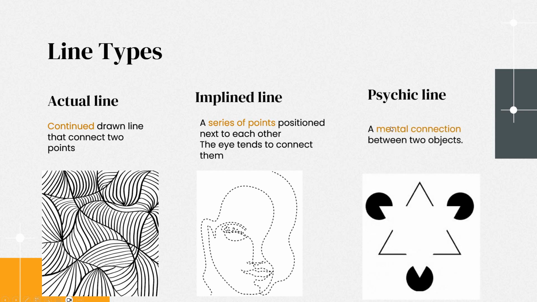And also we have got a psychic line. A psychic line is a mental connection between two objects. For example, this is an object. I can see that this is part of a circle. And this is the triangle. And also I have an implied line here that creates the inner triangle. So there is no actual line, but I can mentally connect them with each other because of the presence of these shapes, okay? It's like an illusion that makes me understand it as a line. So we've got line types: actual line, implied line, and psychic line.